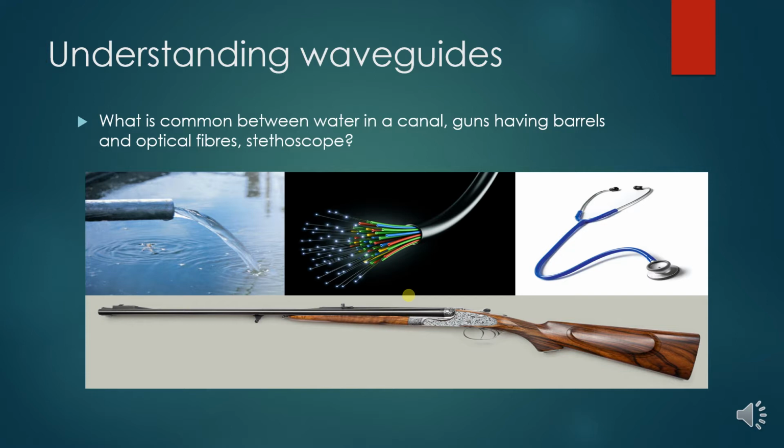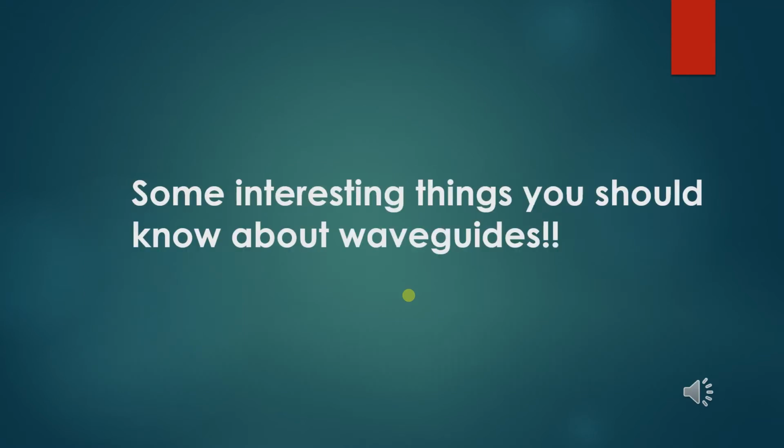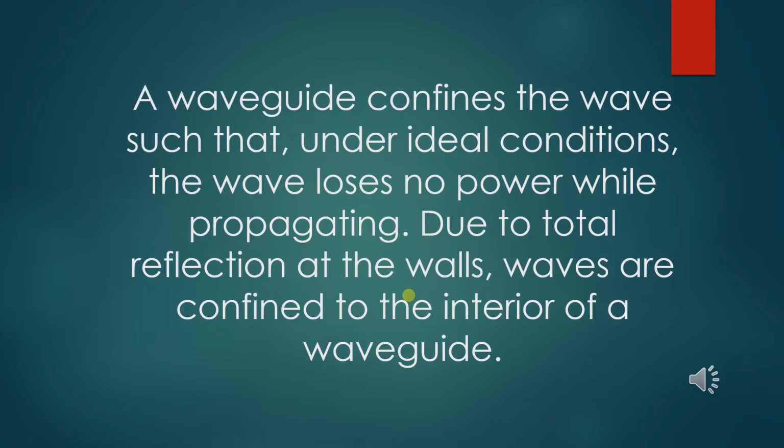The oldest and most original meaning of waveguides is a hollow conductive metal pipe which is used to carry high frequency radio waves, particularly microwave. Some interesting things you should know about waveguides. A waveguide confines the wave such that under ideal conditions the wave loses no power while propagating. Due to total reflection at the walls, waves are confined to the interior of a waveguide.